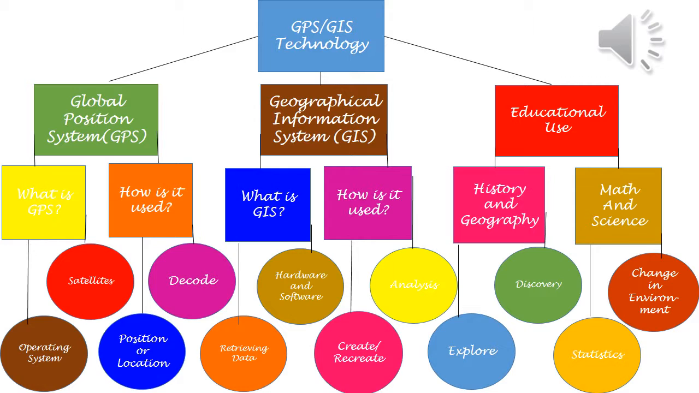They use those 2 things to decode and find the position or location, which is how it's used. For GIS, there is retrieving data and hardware and software that make up GIS, and we're going to use those to recreate or create or even analyze what we found in those other 2 circles. The last 4 circles just represent things that we can do in the classroom as projects.